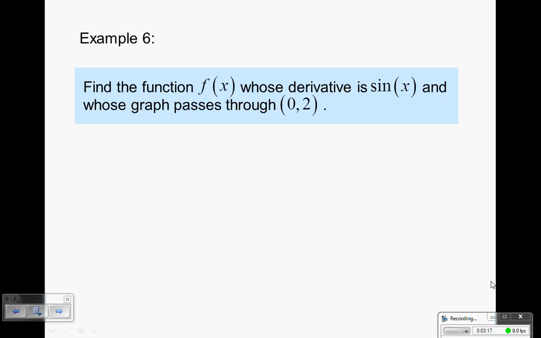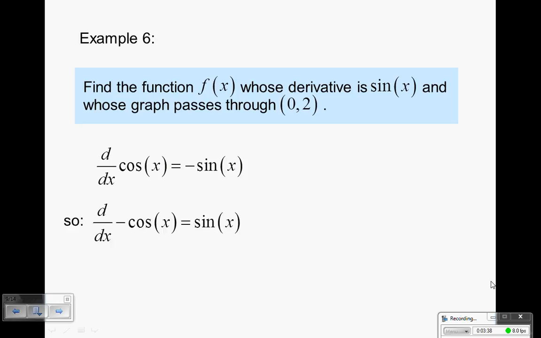So for an example, say you want to find the function f of x whose derivative is sine x and whose graph passes through (0, 2). So think about the function whose derivative is sine x. Now we're going to go backwards. We know that the derivative of cosine is negative sine. So that would mean that the derivative of negative cosine x must be equal to sine x. So the function we're looking for is negative cosine x.